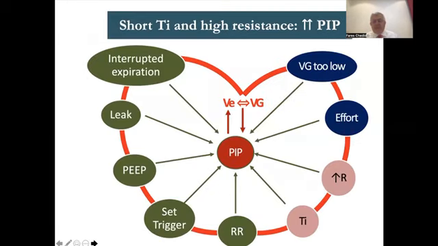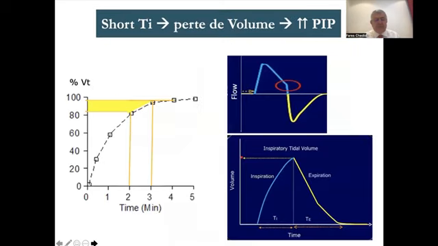Now I am nearly finishing; I have reached the end of this part. The inspiratory time and the resistance work the same way by increasing the PIP. So if you have a short inspiratory time or a high resistance, your PIP will shoot up. I will demonstrate it in the next two slides.